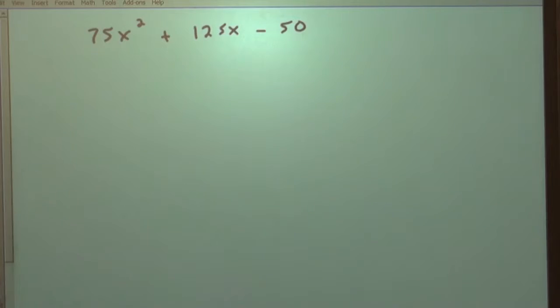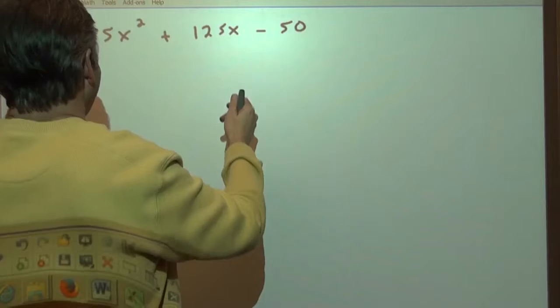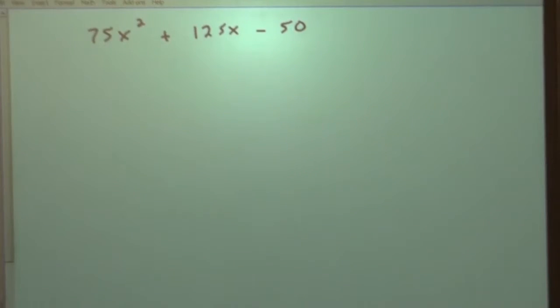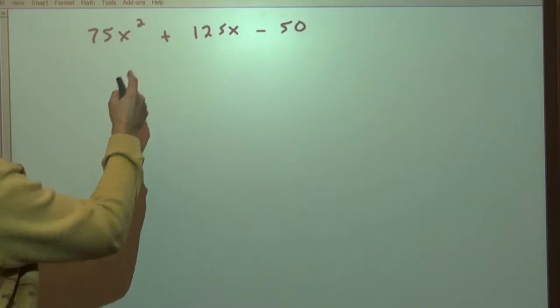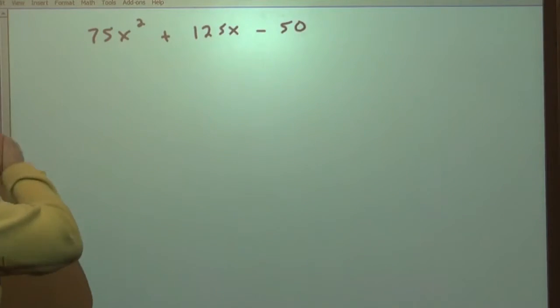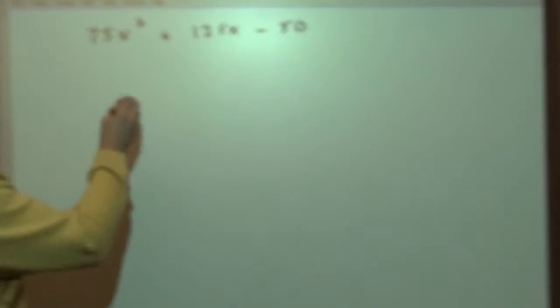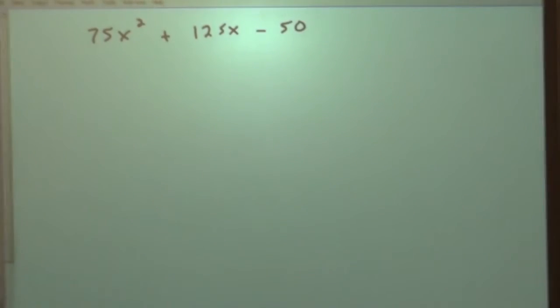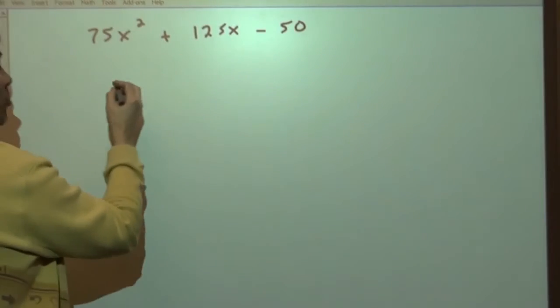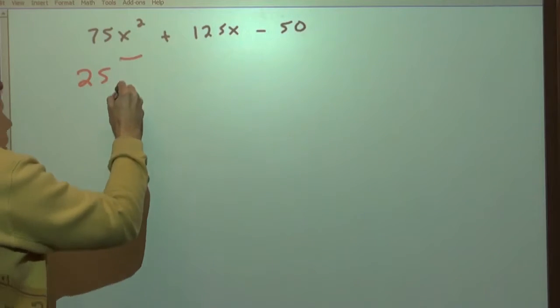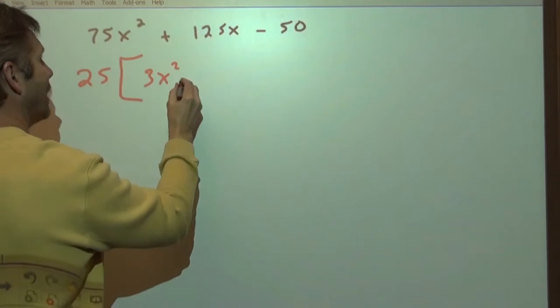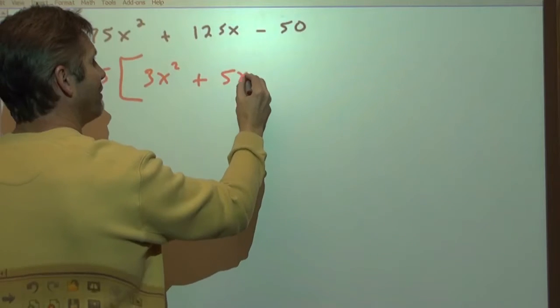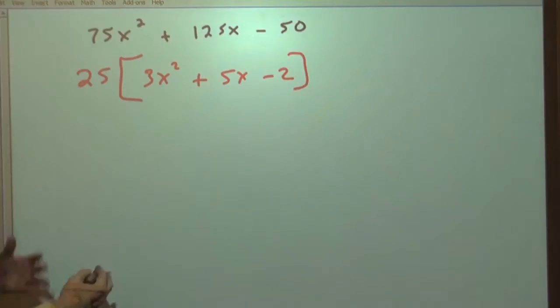Last problem. Holy smokes, look at that. We need two numbers that add to 125 and multiply together to give us 3,750. I don't think so. There's a shortcut that we need to take here. Really, this is the first thing we should do. I just wanted to make sure we had the basics down. But before you start factoring by grouping, is there a common factor you could take out of here? And the answer is yes. They all have a 25 in it. So you can make this 25 times 3x squared plus 5x minus 2, and then we take it from there.